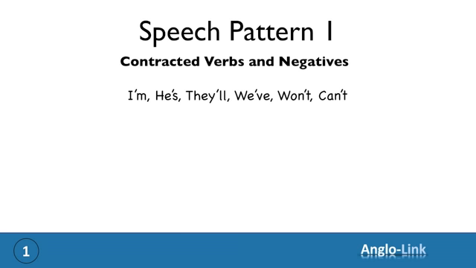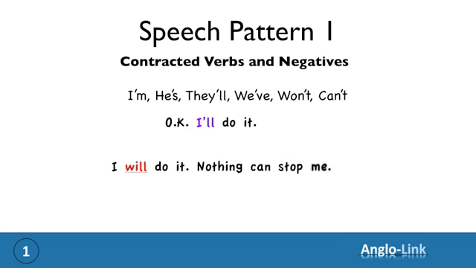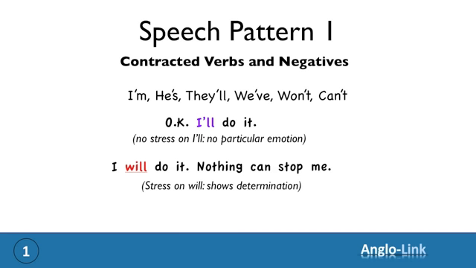What is important to remember is that native speakers always use these patterns when they speak, except when they want to stress a point. That is why there is a difference in tone and meaning between "Okay, I'll do it" and "I will do it. Nothing can stop me." When we use the contraction, there is no stress on the contracted form, there is no particular emotion. In the other example, when you've used the full form, "I will do it," you want to show determination.